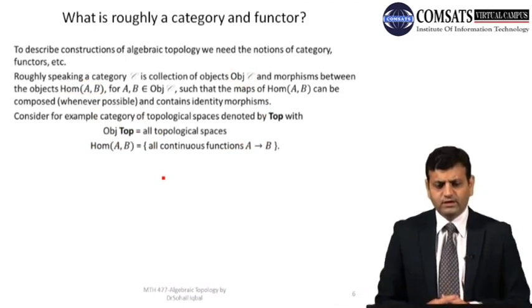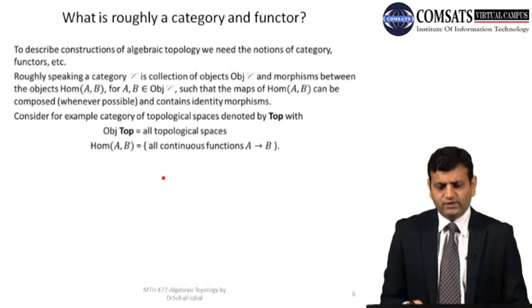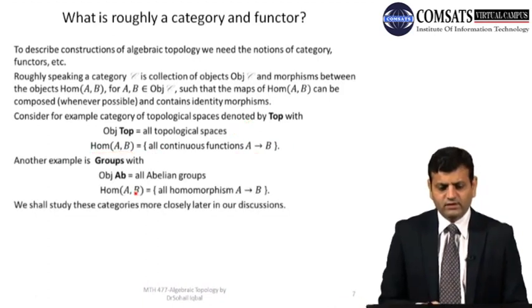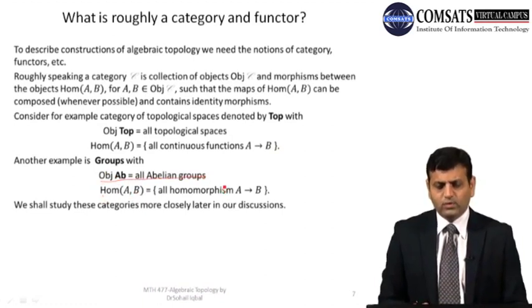So for example, let's take the category of topological spaces. We have objects as the set of all topological spaces, and Hom(A, B) is the set of all continuous functions from A to B. And similarly, we can consider the category of abelian groups. In this case the objects of the category are all abelian groups, and the morphisms are all homomorphisms.